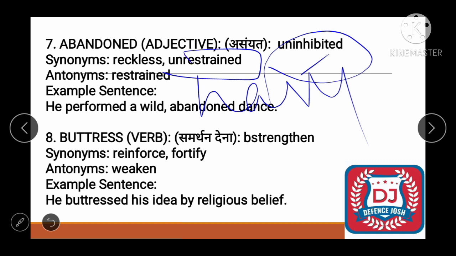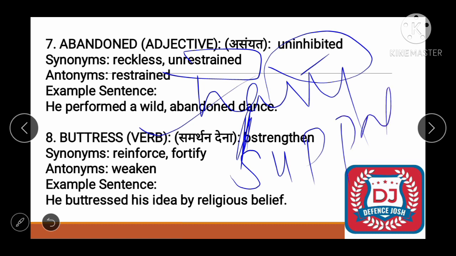Alright. Next one is buttress. Buttress is a verb which means strength. Okay, which means strength. So a source of defense you could say. Alright. Then synonym is reinforce. Reinforce means support. The next one is fortify. See friend, fortify means to protect. Alright. Next one, antonym is weaken. So example, he buttressed his idea by religious belief.